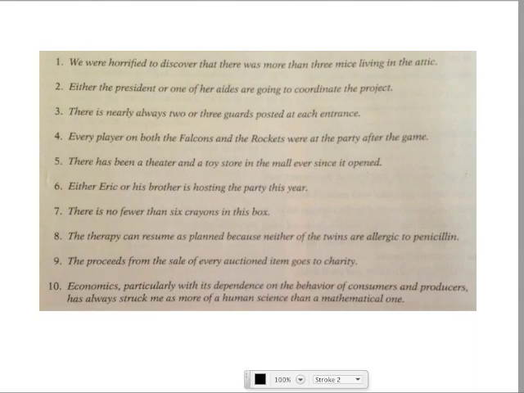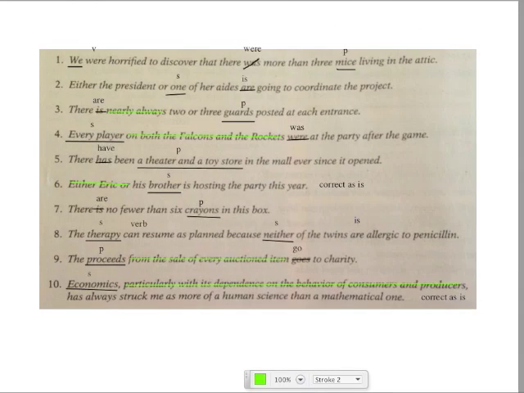Write the sentences down in your notebook, identify the subject, identify the verb, and decide if the sentence is correct. If it's not correct, you need to correct it. Okay, let's get started. Okay, let's go ahead and see how you did.